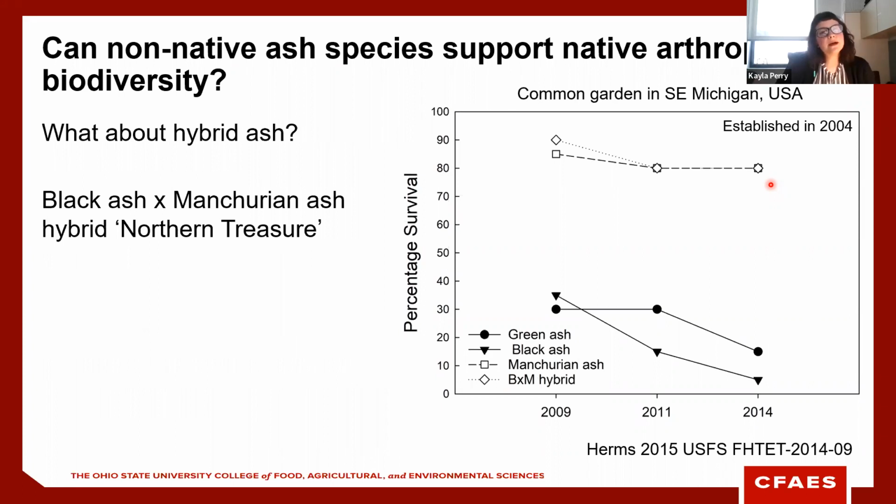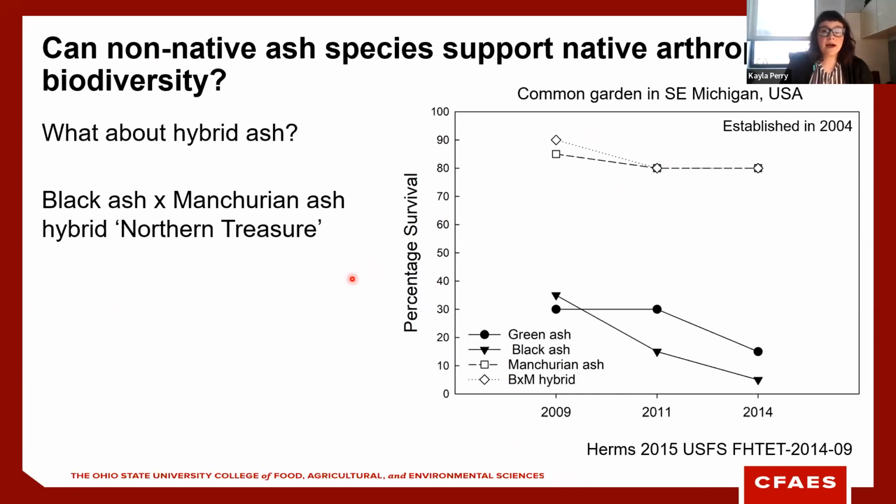And so, well, what about hybrid ash? Maybe if the non-native Manchurian ash isn't a great host, what about a hybrid North American and Asian ash? In fact, there is a horticultural cultivar that is available, the Northern Treasure hybrid, which is a black ash and Manchurian hybrid. Here you can see this Northern Treasure cultivar was part of this common garden experiment, shown in the diamonds. And this hybrid was able to maintain high survival throughout this experiment, very similar to Manchurian ash.